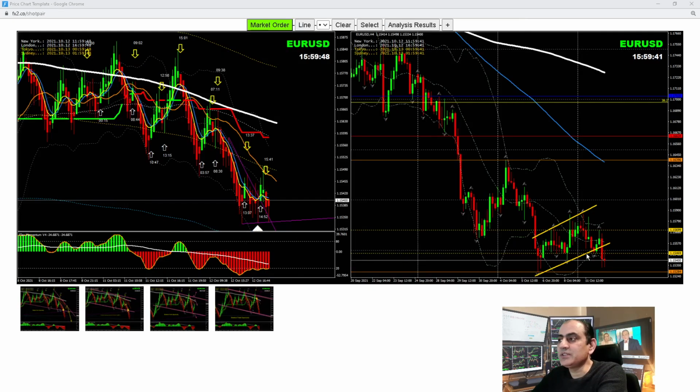So we'll see tomorrow how the market is going to react. If the market is going to break the previous low, then we're probably expecting a nice short trade here, otherwise a reversal. All right, let's move into the pound dollar.